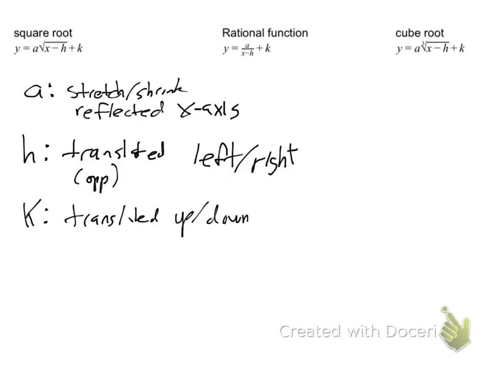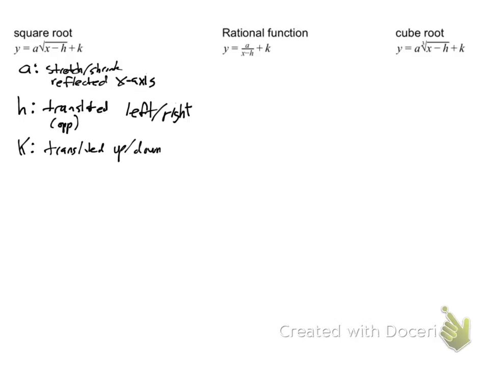So I'm going to pause this for a second. Let's start off with the parents. The first one's a square root. What would be the parent of this square root graph? Y equals square root of x. I take away all the moving parts. Remember? The a, the h's, the k's. I'm left with y equals a square root of x.